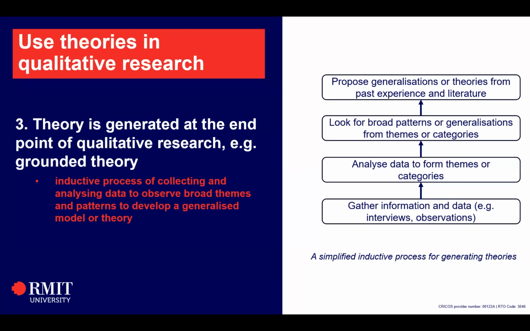So the diagram on the right side illustrates a simplified inductive process for generating theories. The process starts with information and data collection. And then researchers analyze data to form themes or categories and look for broad patterns or generalizations from the themes or patterns. At the end, researchers propose generalizations or theories drawing on past experience and literature. I personally haven't used grounded theory before, so in this session, I will be very happy to hear insights from other panel members who may have experience with building theories through qualitative research.